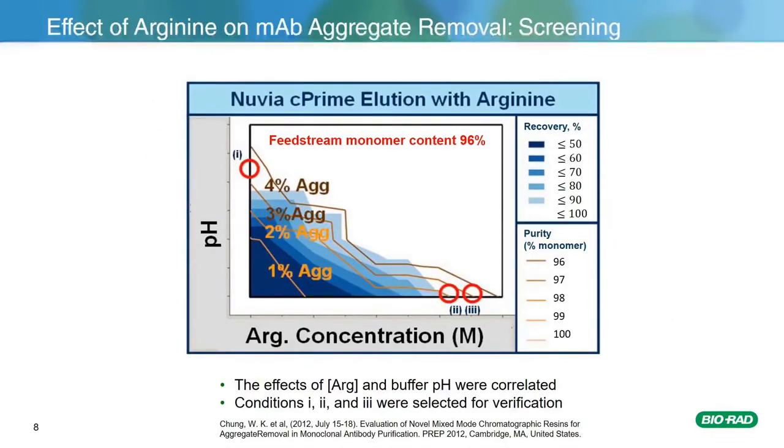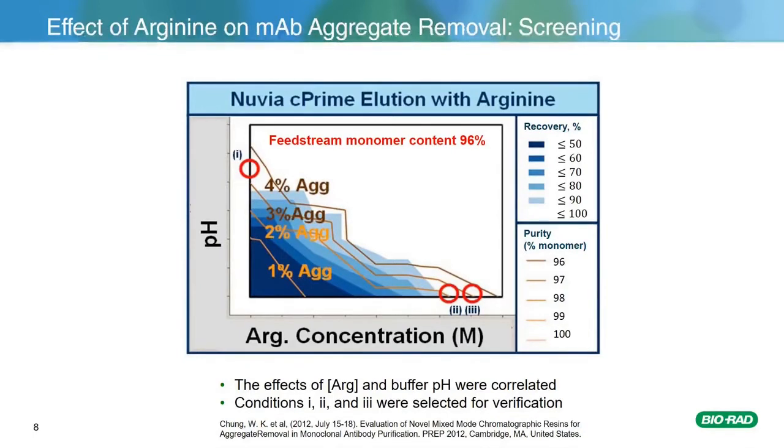A mAb team has studied the effect of arginine for a mAb polish purification with Nuvia cPrime. The feed stream contains 96% of mAb monomer. The goal is to improve the monomer content at high recovery. The initial observation was that high elution pH or high arginine concentration in buffer would provide excellent mAb recovery, but the product purity was compromised. The effects of buffer pH and arginine were correlated.